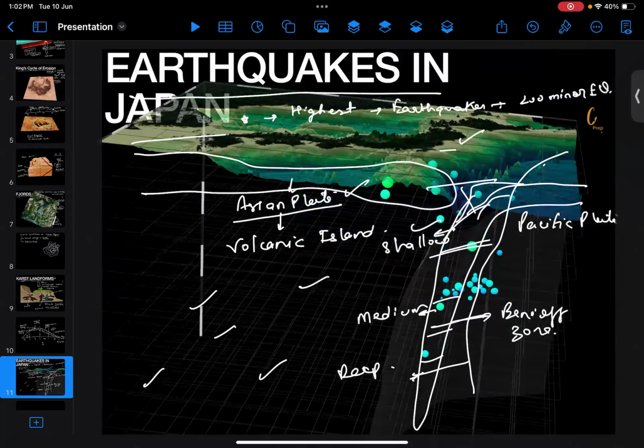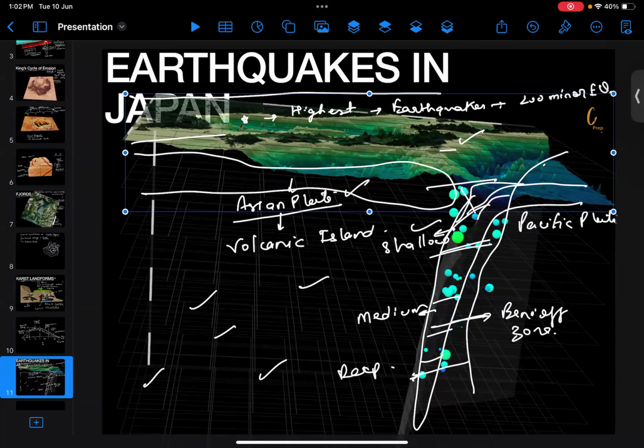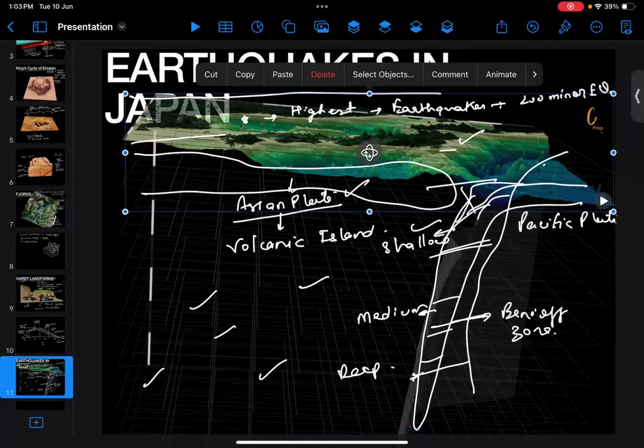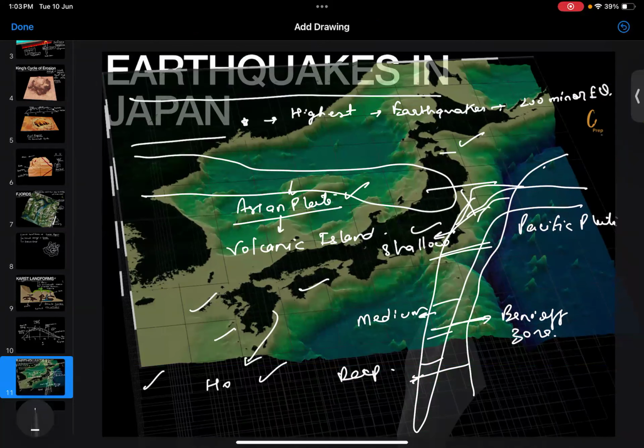Okay, so by this 3D model, we are able to understand in a better manner how the plate interaction is resulting in the increased earthquakes in the region of Japan, or in the Pacific Ocean region. The Pacific Ocean region is also called the Pacific Ring of Fire. Okay, so this is one of the important parts. Here we'll be seeing that there is an island, this last island, which is called Hokkaido Island.